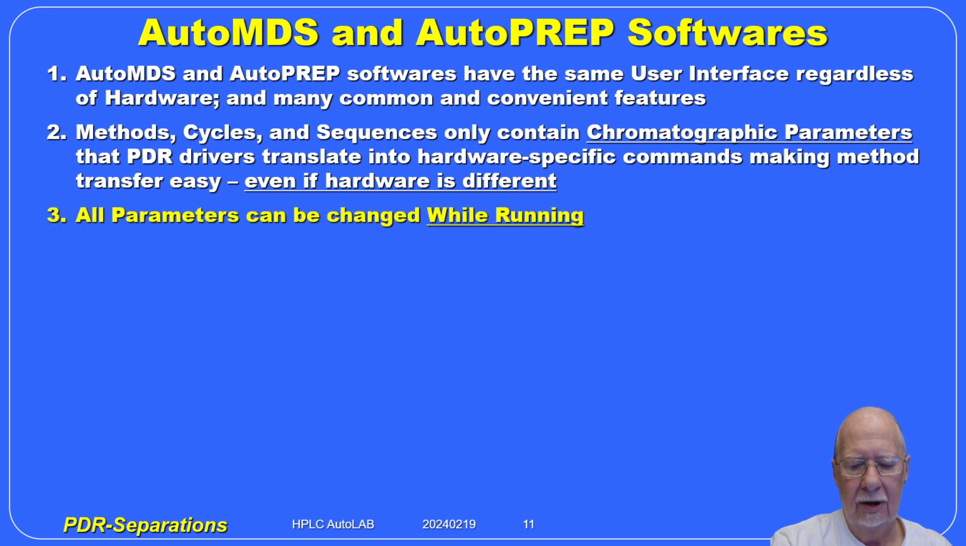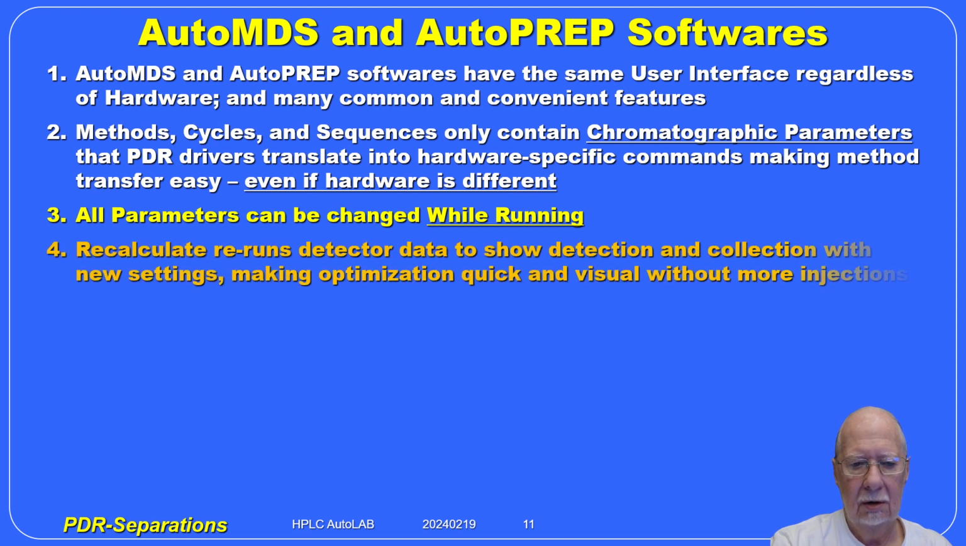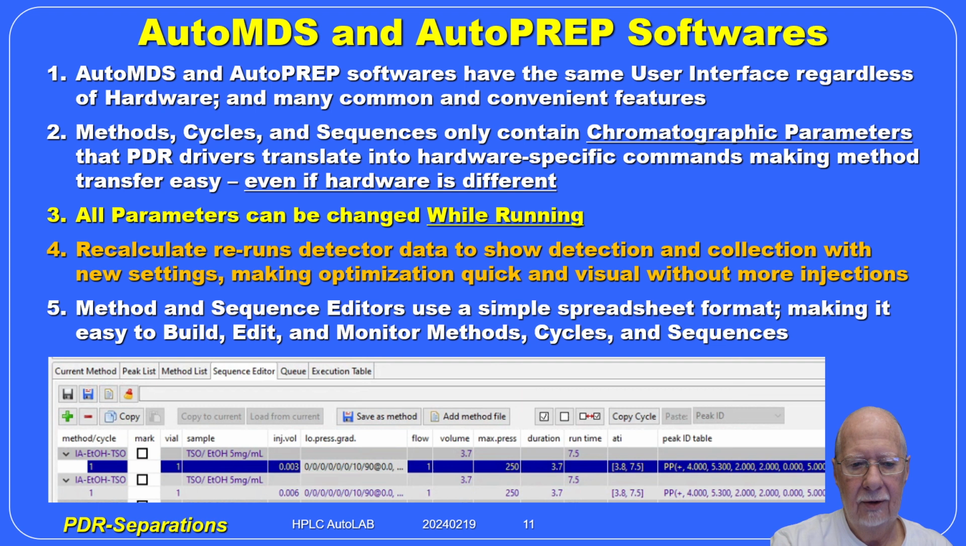All parameters can be changed while running. Recalculate reruns detector data, show detection and collection with new settings, making optimization quick and visual without more injections. Method and sequence editors use a simple spreadsheet format, making it easy to build, edit, and monitor methods, cycles, and sequences.